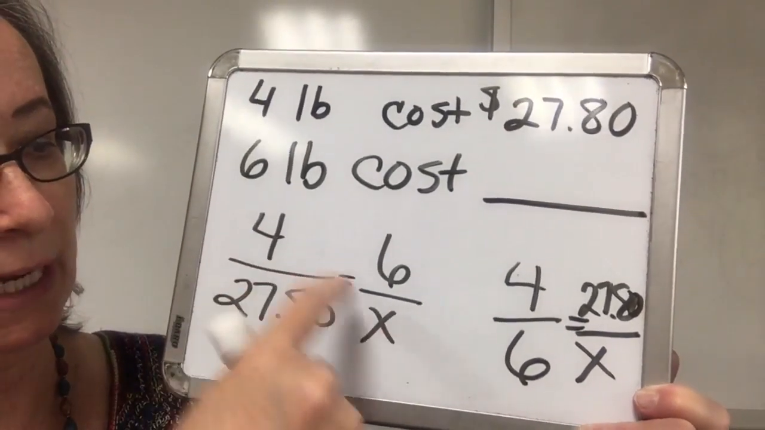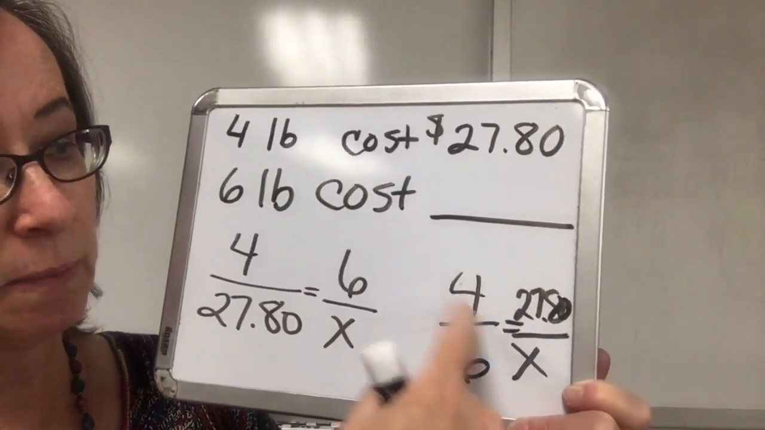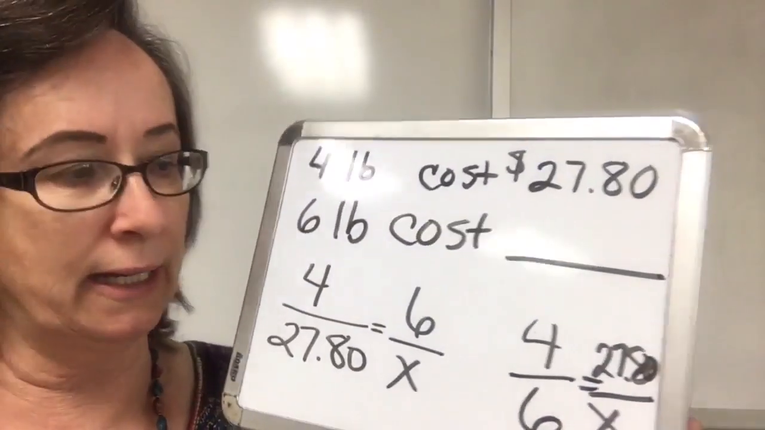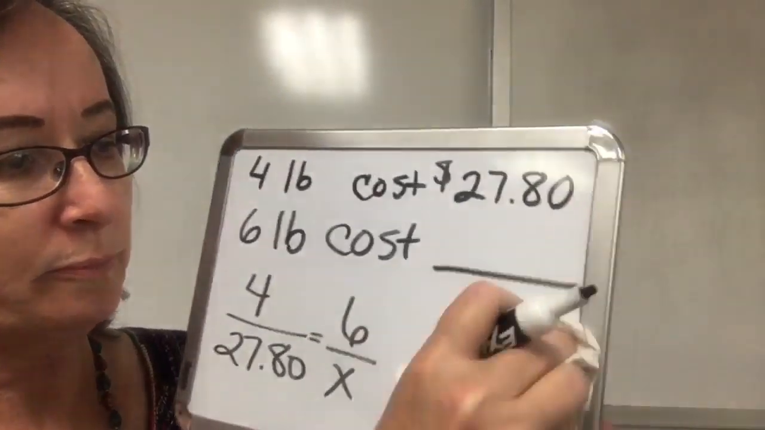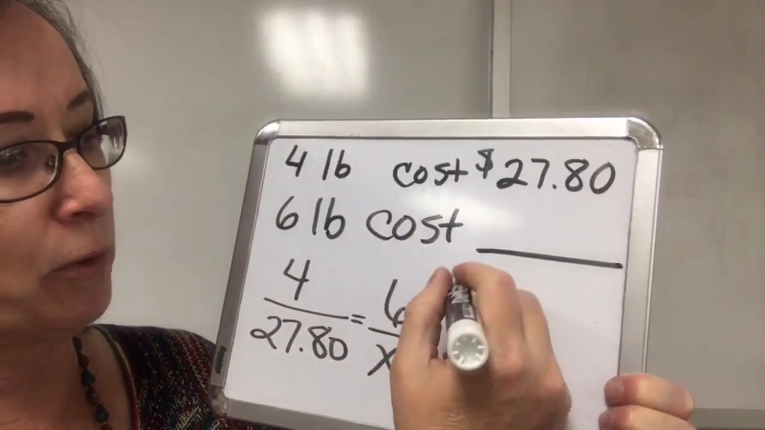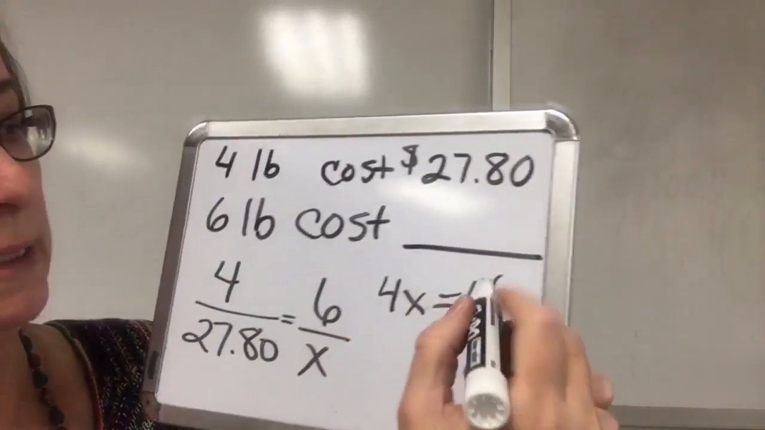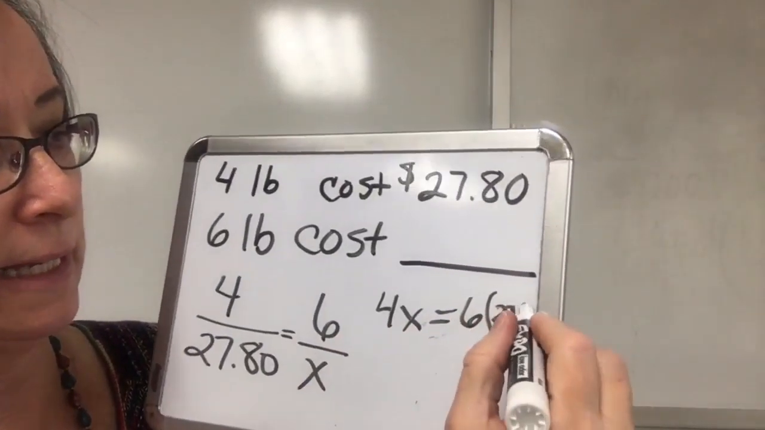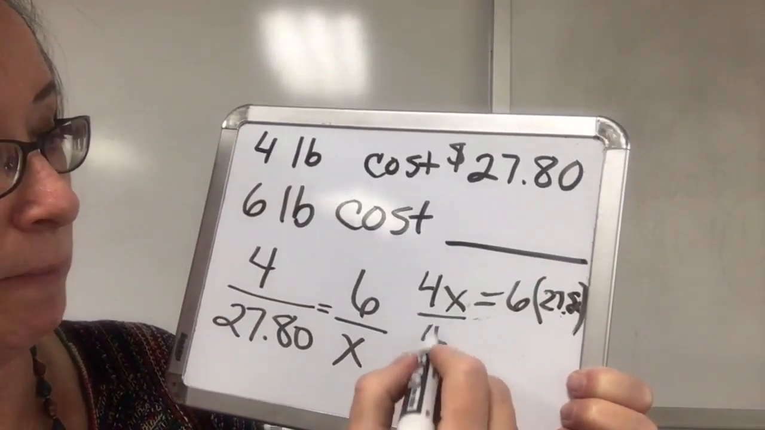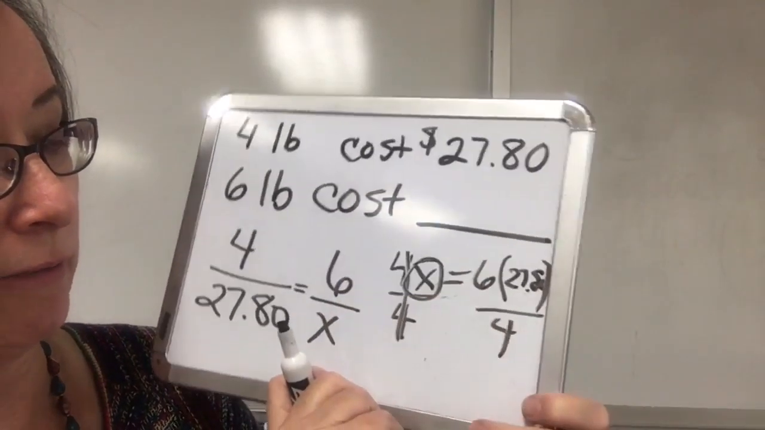If I cross multiply here, I get 4x is 6 times $27.80. If I cross multiply here, I get 4x is 6 times $27.80. So it really does not matter at all. Let's just use the first one. So we're going to get 4x equals 6 times $27.80. Now to simplify, first I divide by 4, and that just gives me x, the answer that I'm looking for.